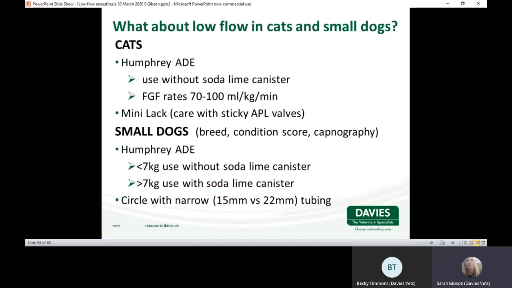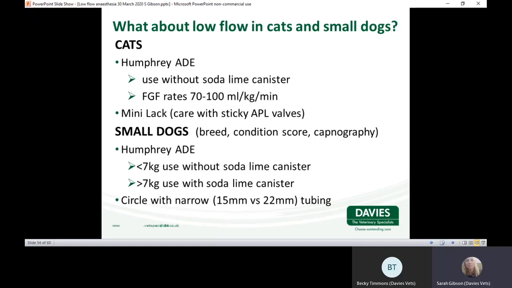So what about low flow anaesthesia in cats and small dogs, where we possibly can't use a circle? So the options in cats are to use the Humphrey ADE, if you have one, without the soda lime canister, and this is a very efficient breathing system, so fresh gas flow rates of 70 to 100 mils per kilo per minute are needed. Also, there's the option for Mini-Lacks if they're available, but be careful with the sticky APL valves that can sometimes get stuck.